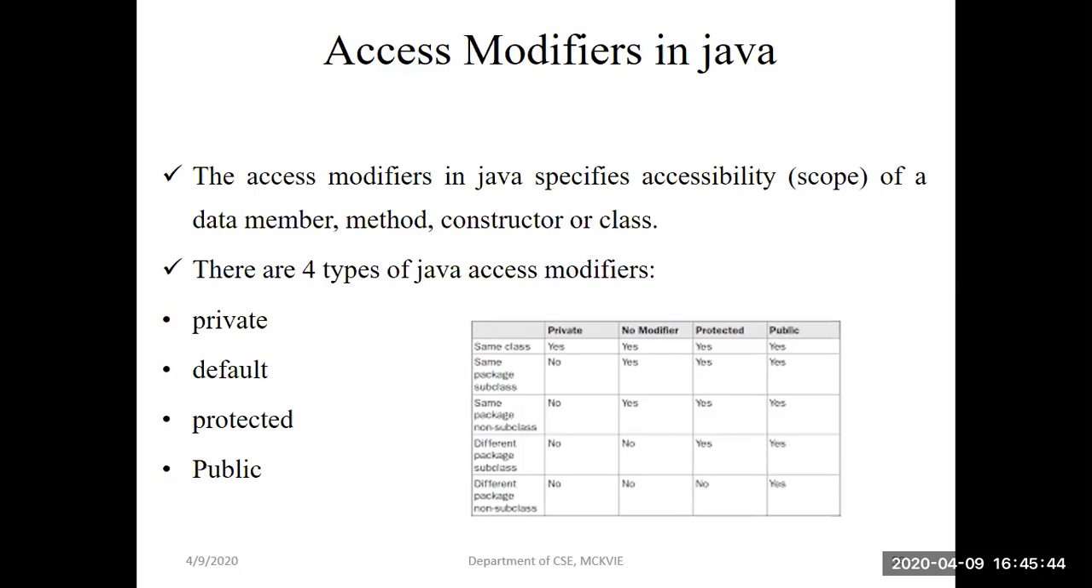If you declare the member variables or methods as public, they can be accessed in all 5 cases: same class, same package non-subclass, same package subclass, other package subclass, and other package non-subclass. In all cases we can access those data members or methods if you declare them as public. Look, in all the cases it is yes if you declare this as public.